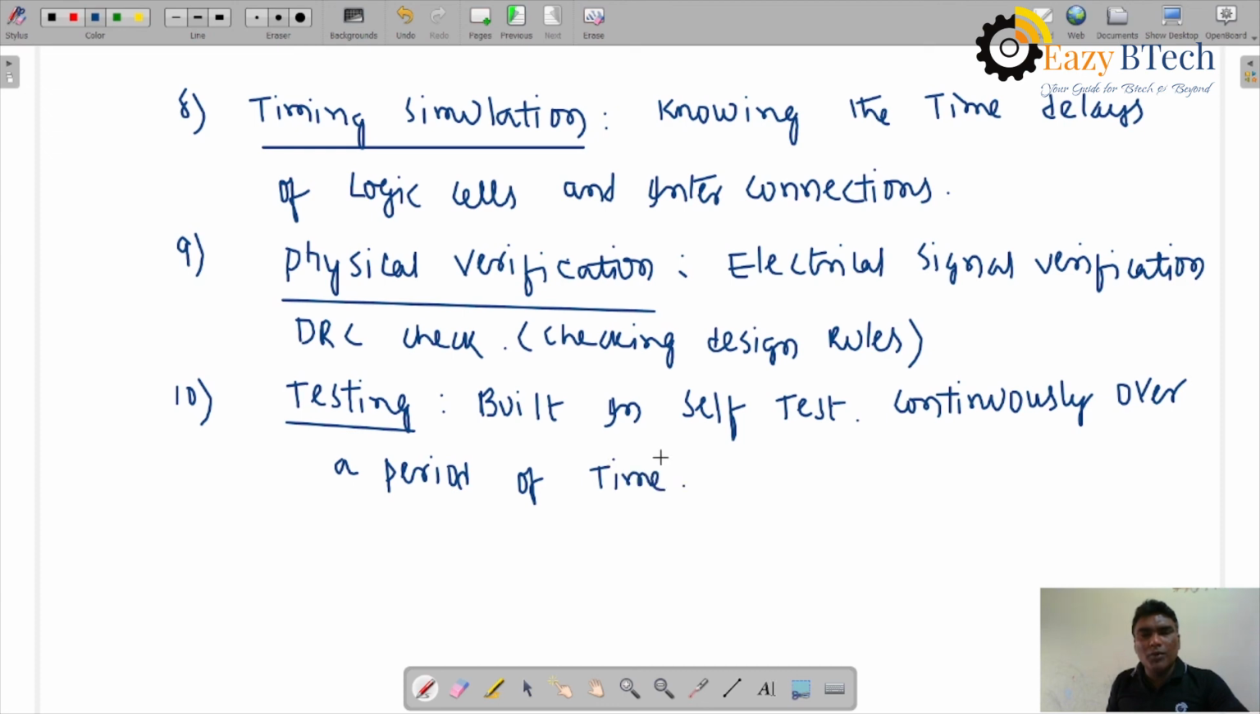So before submitting for fabrication and the product design, it will be tested. It will be self-testing continuously over the period of time. So it may be a continuous verification of whether it keeps working regularly or fails with the input signals. So that is the testing process.